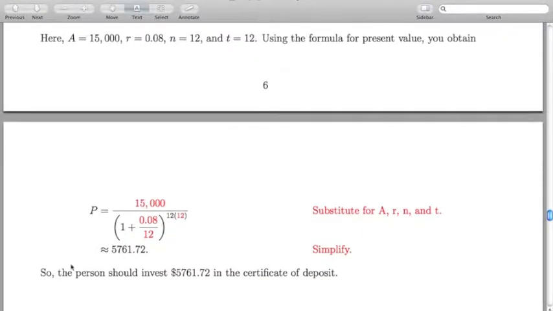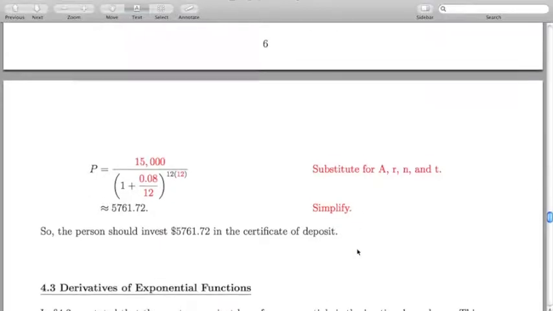So the person should invest $5,761.72 in the certificate of deposit. Deposit that today with these given conditions, and you'll have your $15,000 12 years from now.